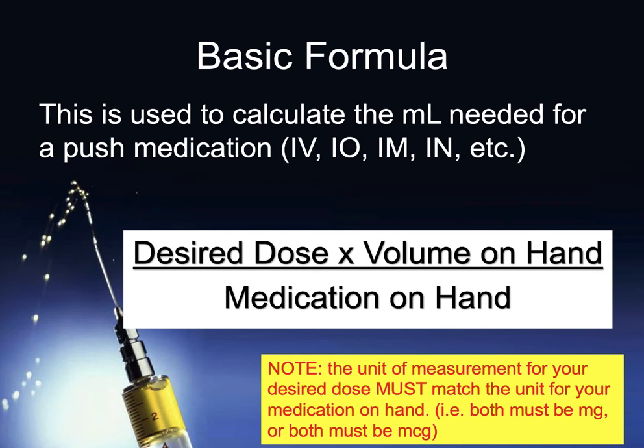Now keep in mind that the unit of measurement must match the unit for the medication on hand. In other words, if your desired dose is in milligrams and your medication comes in grams, you have to change that grams to milligrams before you plug it in. All of the values, all the units, have to be the same for this to work out.